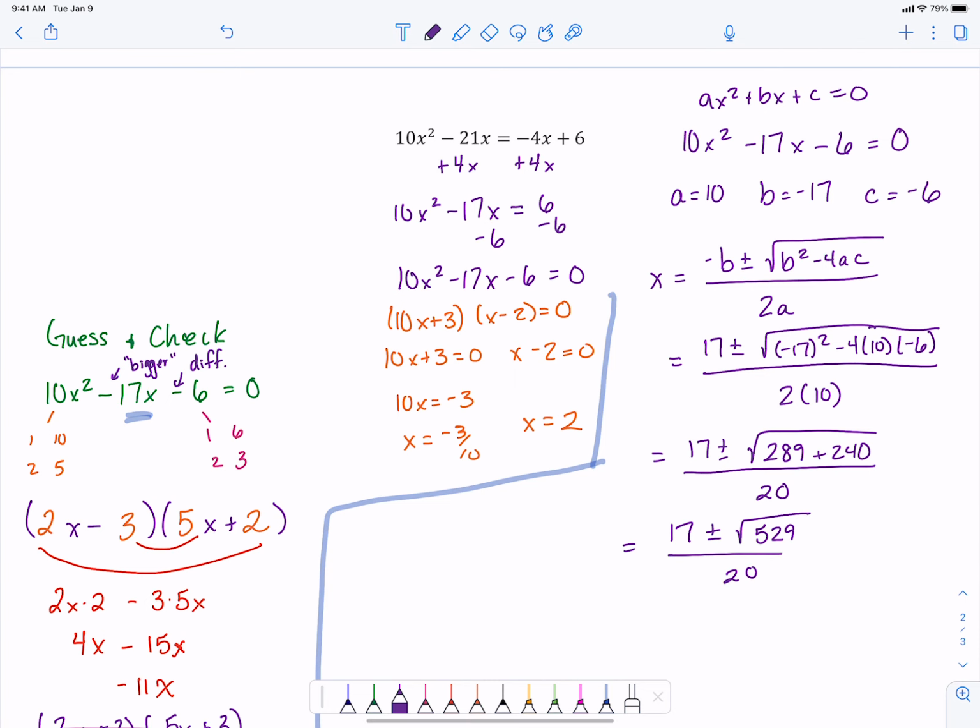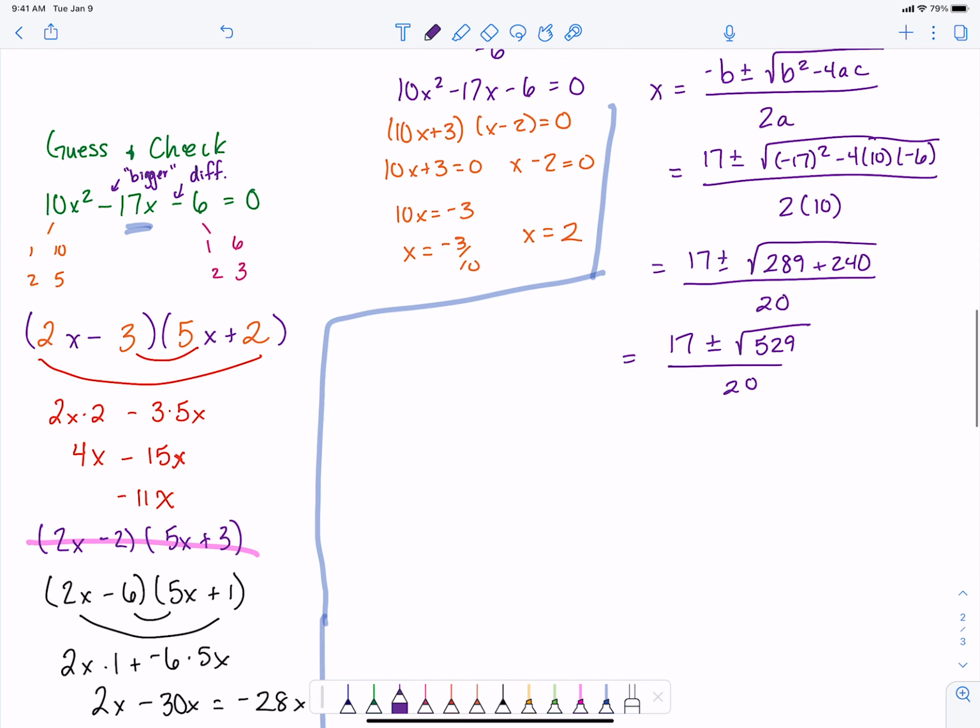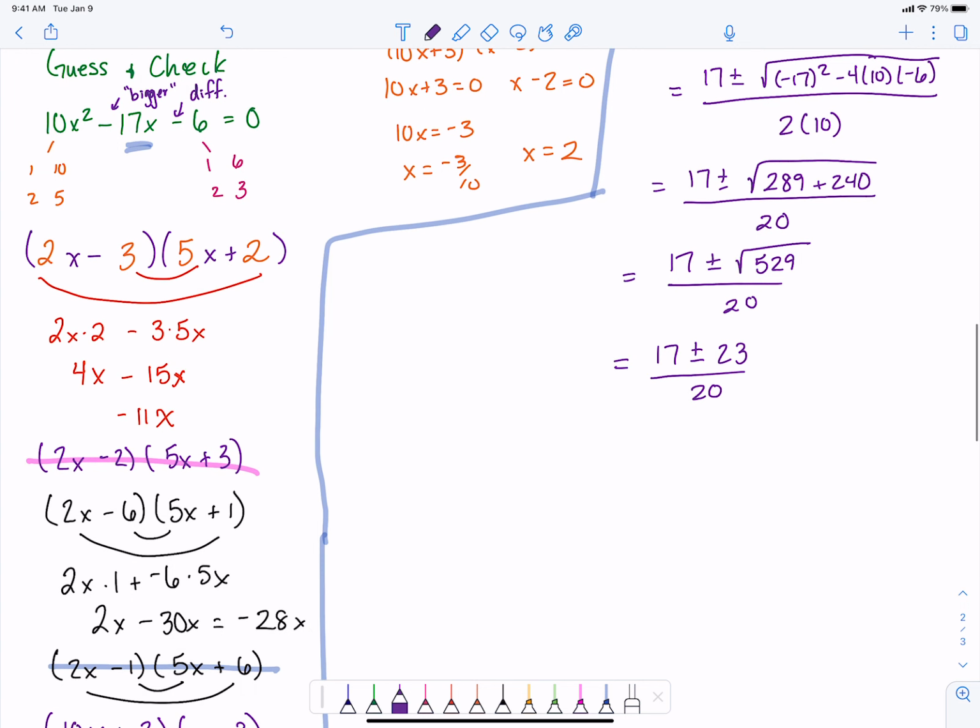Now, something I like to check on this is, did I happen to get a perfect square? So I'll take the square root of that 529, and you actually get 23. Because when you get a perfect square like this, that means we can actually figure out exactly what these two numbers are as either fractions or whole numbers. So we've got 17 plus 23 over 20 and 17 minus 23 over 20. So doing our first one, 17 plus 23 gives us 40 over 20 gives us 2.